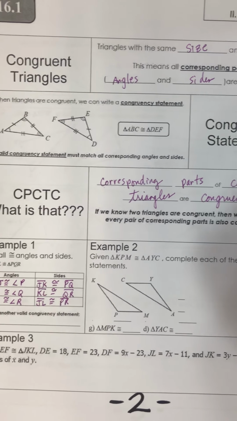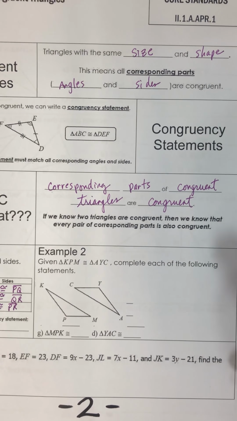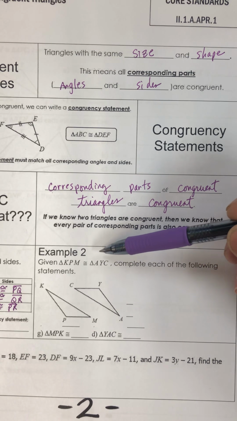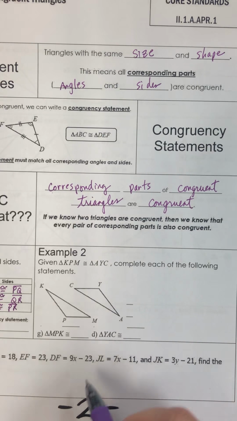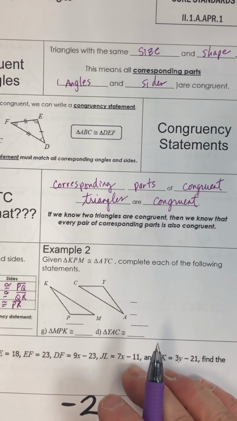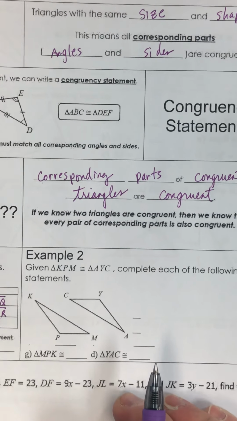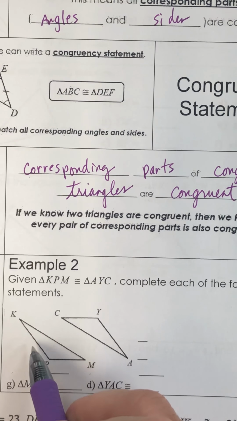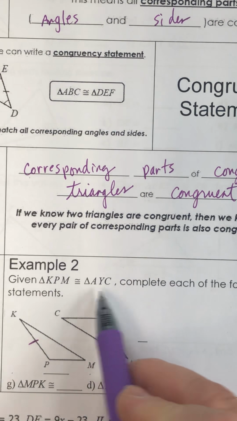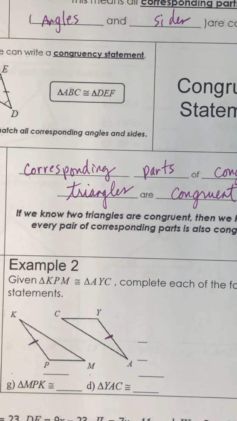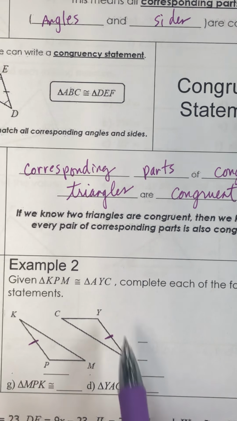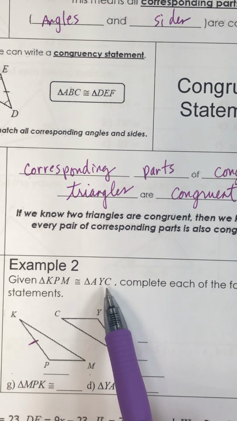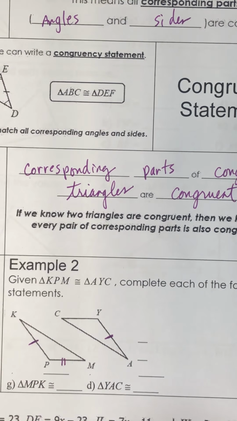Let's go to example 2 and match these up. So it tells us that KPM is congruent to AYC. I'm going to mark that on the actual figure. KPM and AYC. So KP would match with AY. I'm going to mark those with 1 mark to indicate that those two are the same. And then if I go PM from the first one, that would match with YC on the second one. So PM, I'll do 2 marks, and YC.